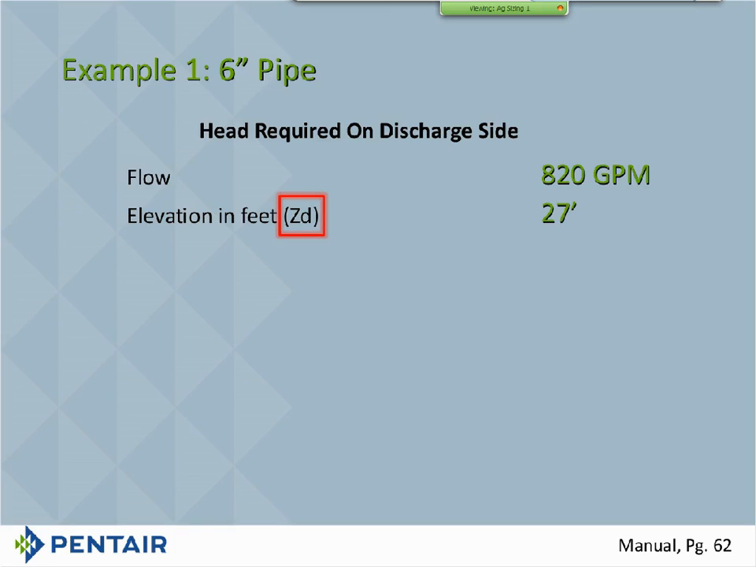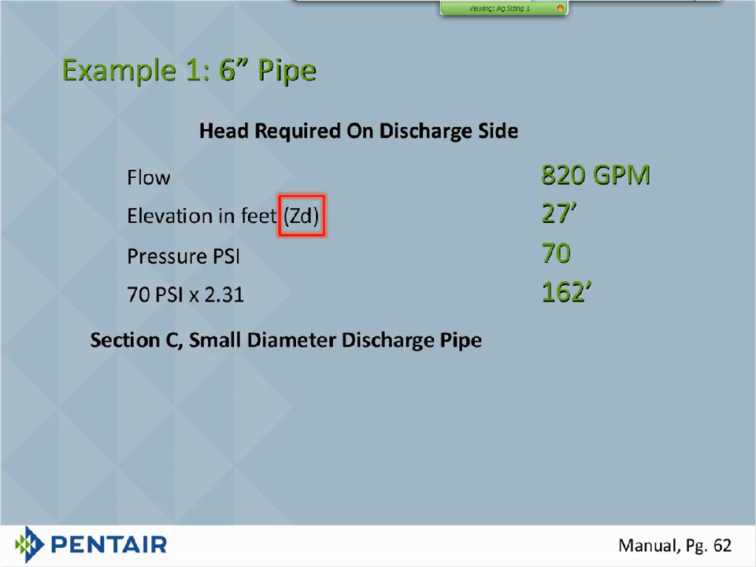And your ZD is 27 feet from the datum plane of the pump to where we're entering the center pivot. Okay, our PSI required is 70. If we take that 70 and multiply it by 2.31, we're going to come up with 162 feet of head. Now we need to do that because remember the pump curve is written in feet of head. So we have to know that.